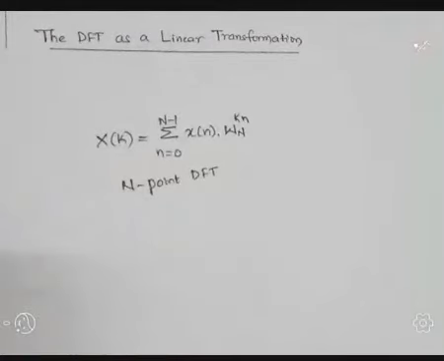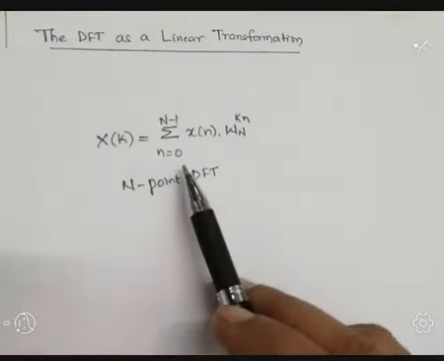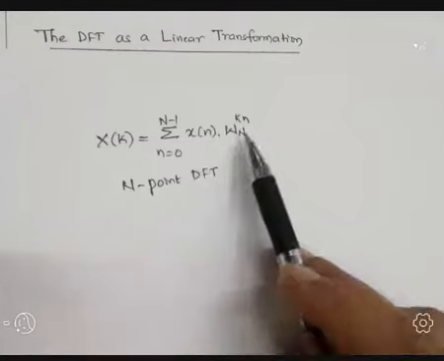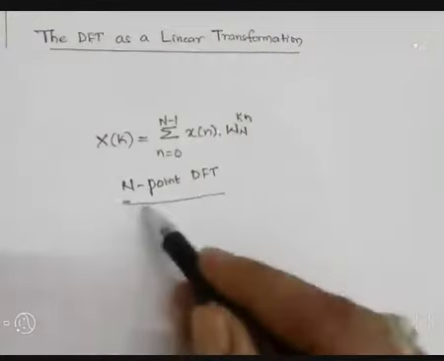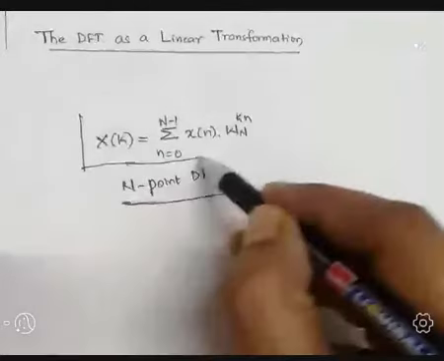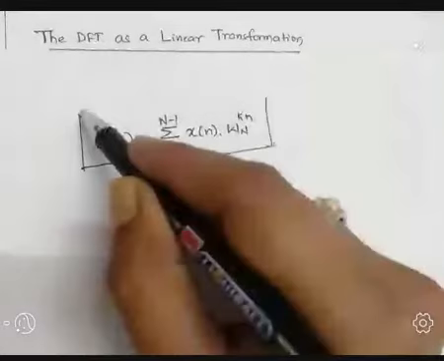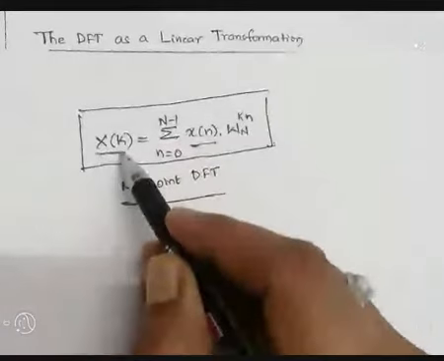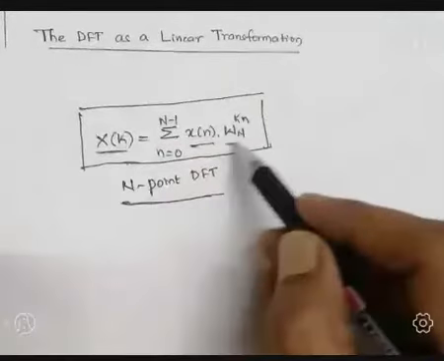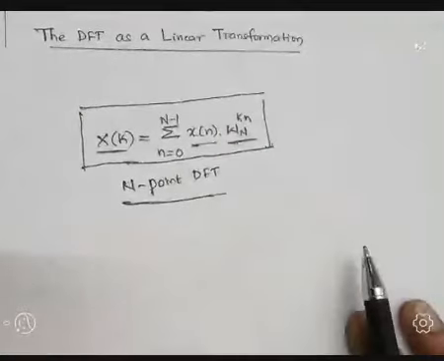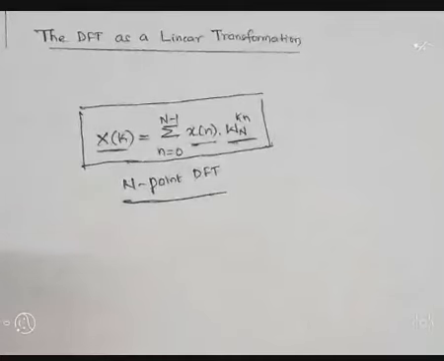X of k equal to summation n equal to 0 to N minus 1 x of n W_N to the power kn. This is the definition of N-point DFT. So we are going to express all the parameters, the discrete time signal x of n, the N-point DFT X of k, as well as the twiddle factor. These three parameters we are going to express in terms of matrix format. Why we represent in matrix format, we'll discuss further.